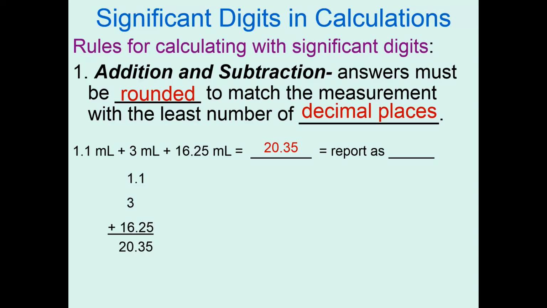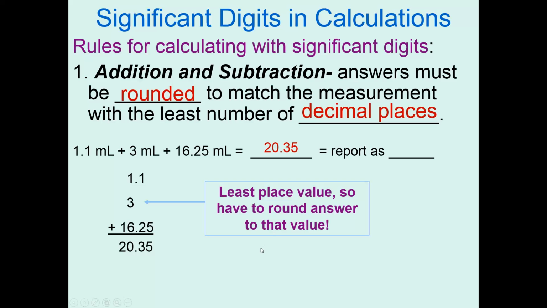So in addition and subtraction, you're looking at decimal places. I see this one has 1 decimal place, no decimal places, 2 decimal places. I'm going to end up reporting this as 20. The least number of decimal places will determine the decimal places of the number you report. That's really important if you're using a stopwatch. Your stopwatch on your iPhones is probably going to be much more significant than, say, the meter stick.